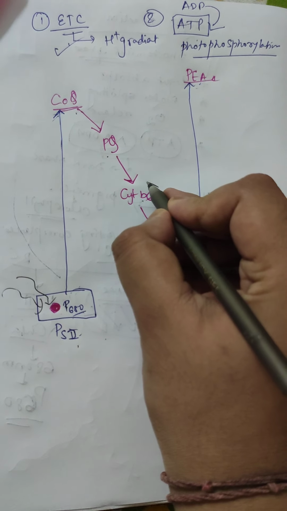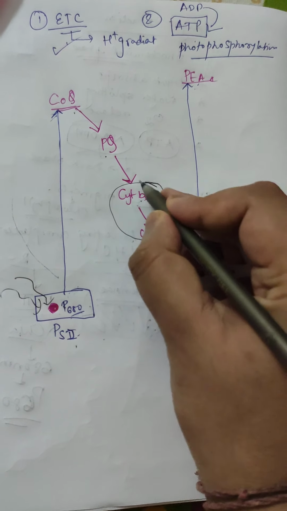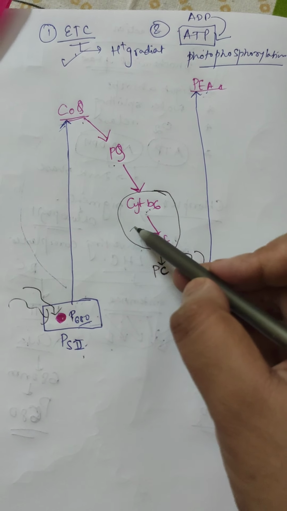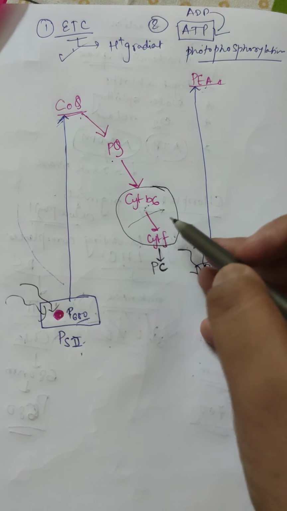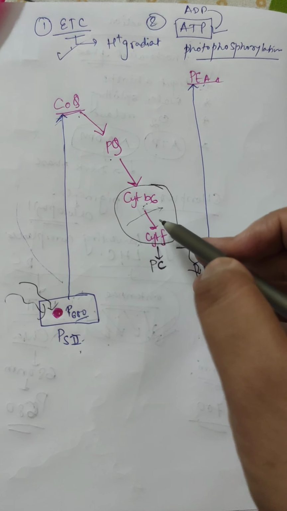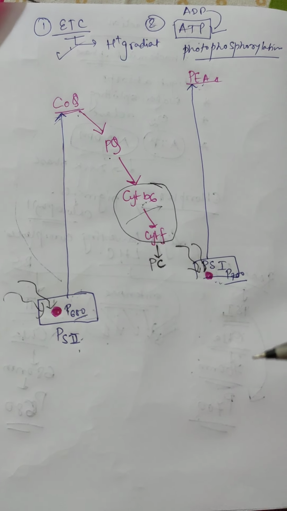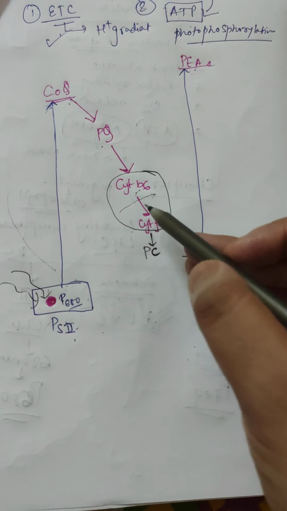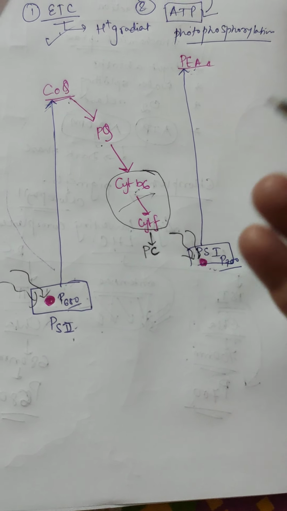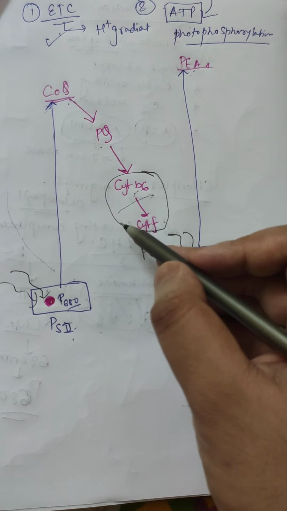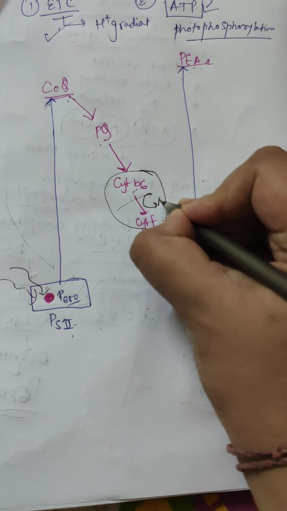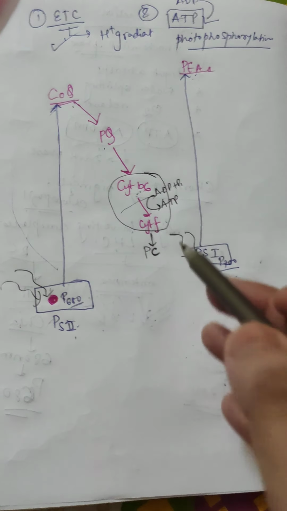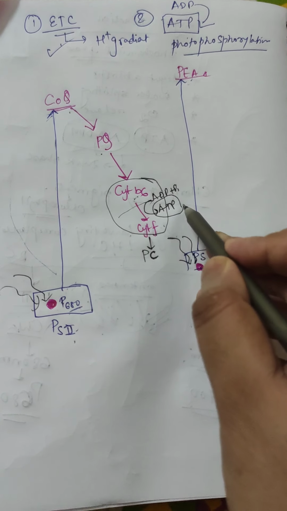Please note over here that while the electrons are moving from cytochrome B6 to cytochrome F, the protons are being pumped inside. I hope you remember in the last lecture I said that the protons move from the stroma to the thylakoid space over here. The thylakoid space is rendered more acidic, and while the protons try to come back over here, ATP is produced from ADP and Pi. So it is at this step that the ATP gets produced.